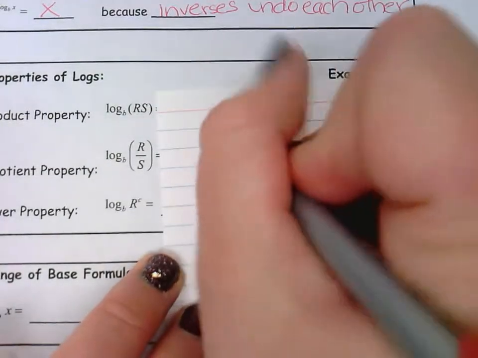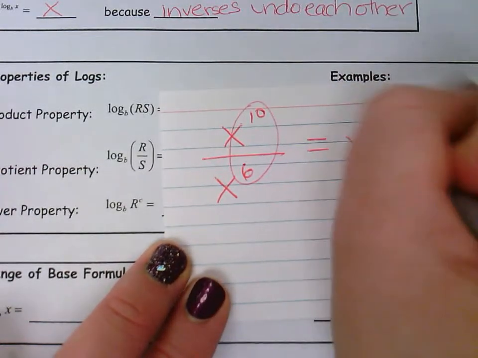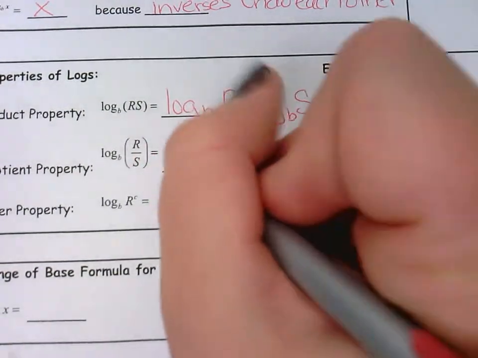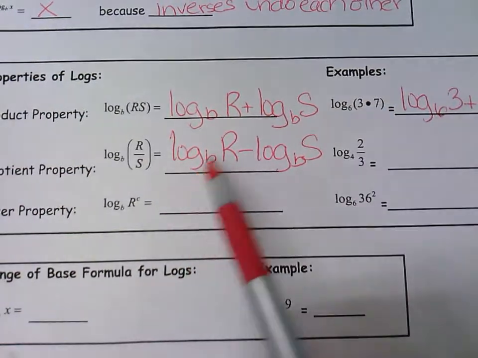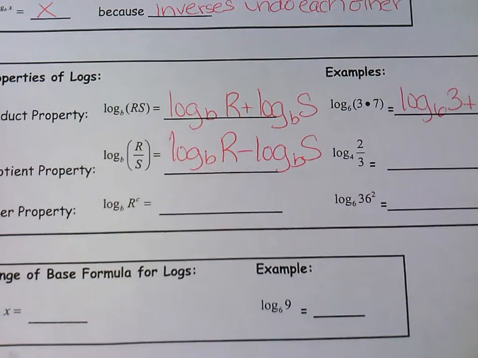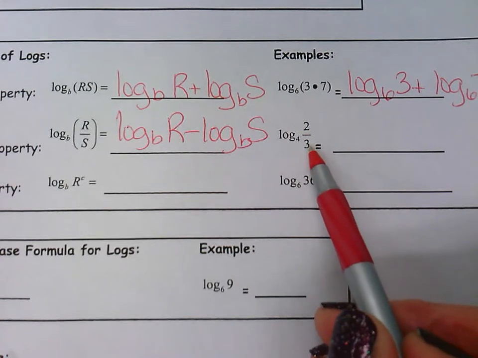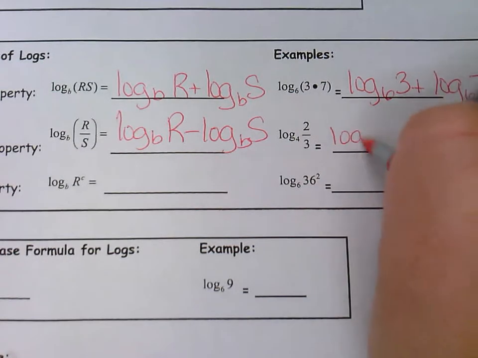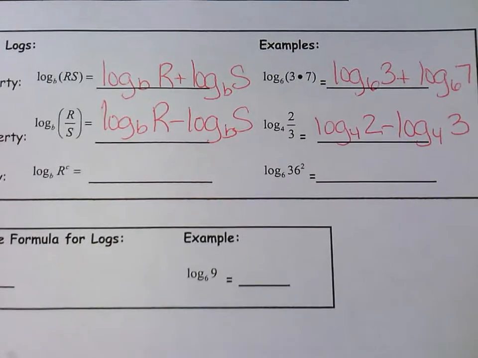The quotient property stems from one that we didn't review this morning, but the quotient property for exponents: don't I subtract the exponents and get x to the 4th? Same thing here. If I'm dividing inside a log, I'm allowed to write it as a subtraction problem. So log base b of r minus the log base b of s. So over here, if I have 2/3, I might not have had 2/3 in my log table back in the day, but I did have the log of 2, and I did have the log of 3, and I could just subtract those two logs from each other.